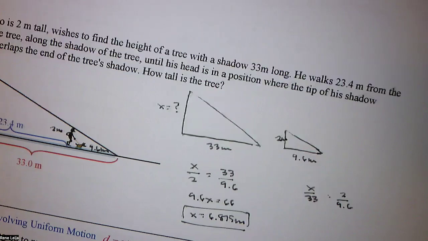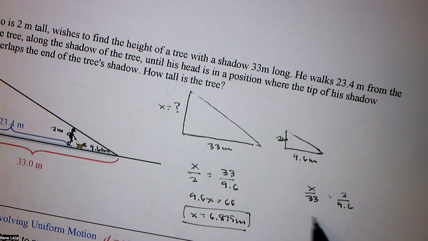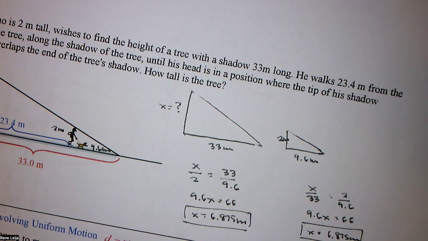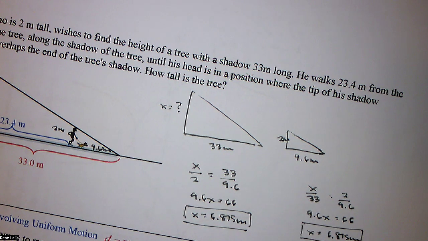So that's how tall the tree is. And then again, if we do this over here, notice that we get the same thing. 9.6x equals 66. And again, we already solved that to get 6.875 meters. So again, you want to be consistent with how you set up your proportions.